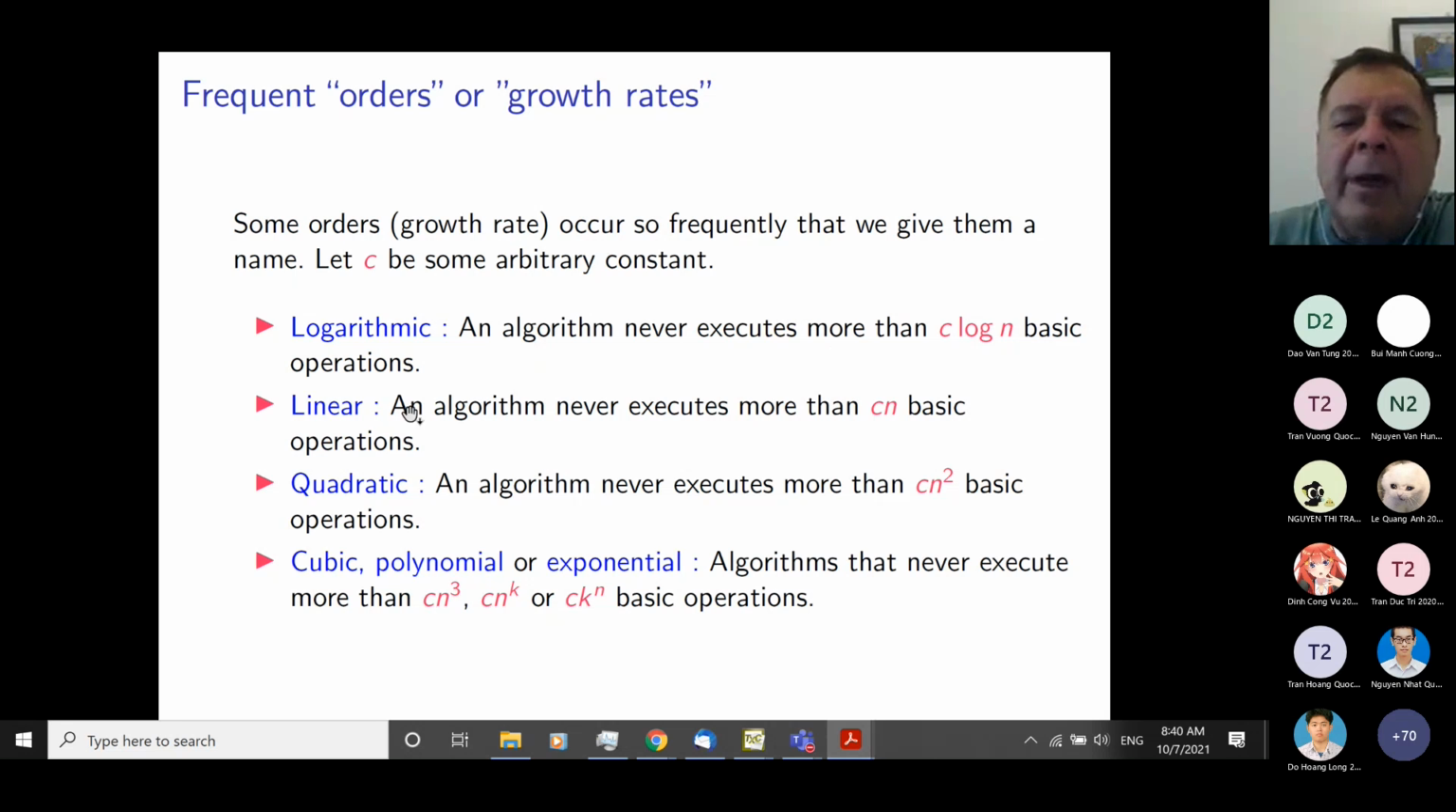Another one that is very common is linear. So linear means that the number of times the basic operation that we count is executed is some constant factor times the input size. Okay, so C here represents some constant, and this C is going to be abstracted by the asymptotic notation.